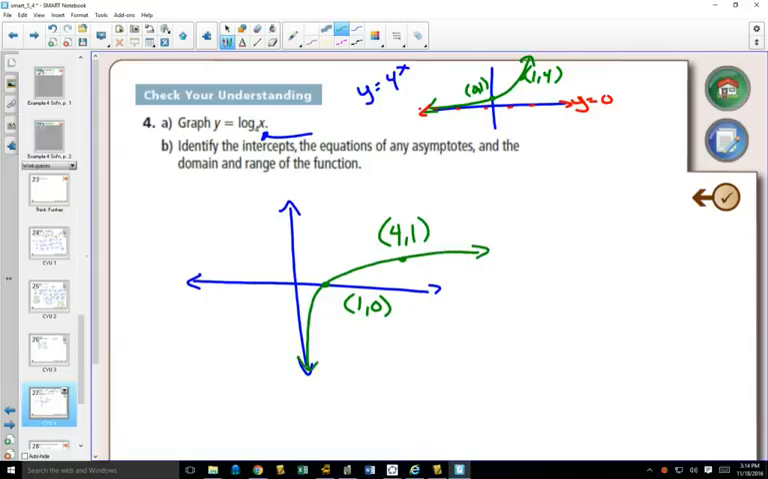Eventually, you'll just know that all log graphs have 1, 0, and whatever their base is, 1. So if it was a log base 7 of x, you would have 1, 0, and 7, 1. If you had a log base 3 of x, you'd have 1, 0, and 3, 1. And just like this has an asymptote at y equals 0, if you switch x and y, you now have an asymptote at x equals 0. So this is our parent graph, y equals log base 4 of x.